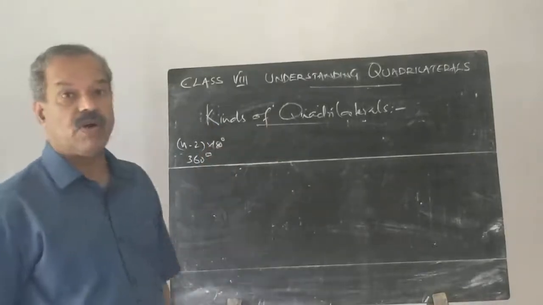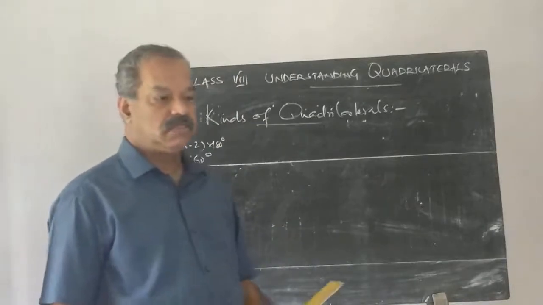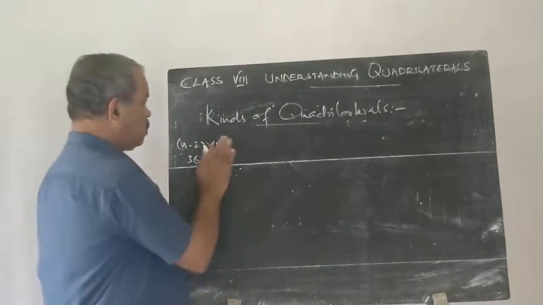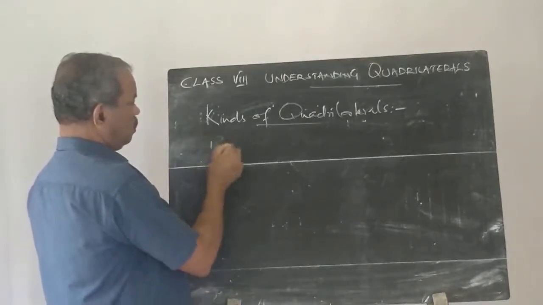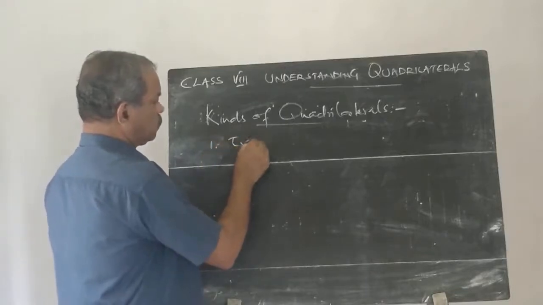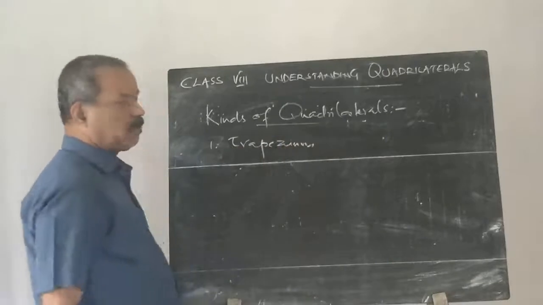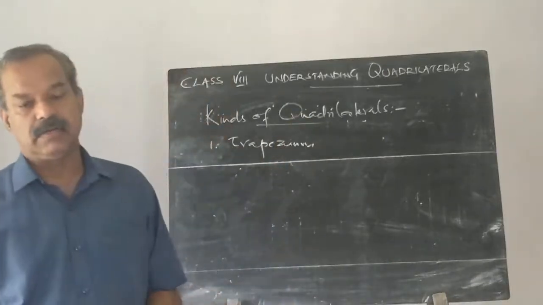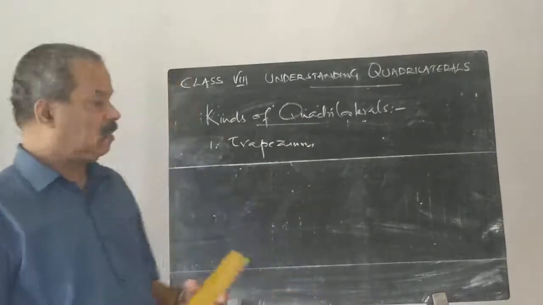different kinds of quadrilaterals. What are the different kinds of quadrilateral? How many such quadrilaterals are there? First one, trapezium. What do you understand by a quadrilateral? It is a four-sided polygon, a simple closed curve with four sides.